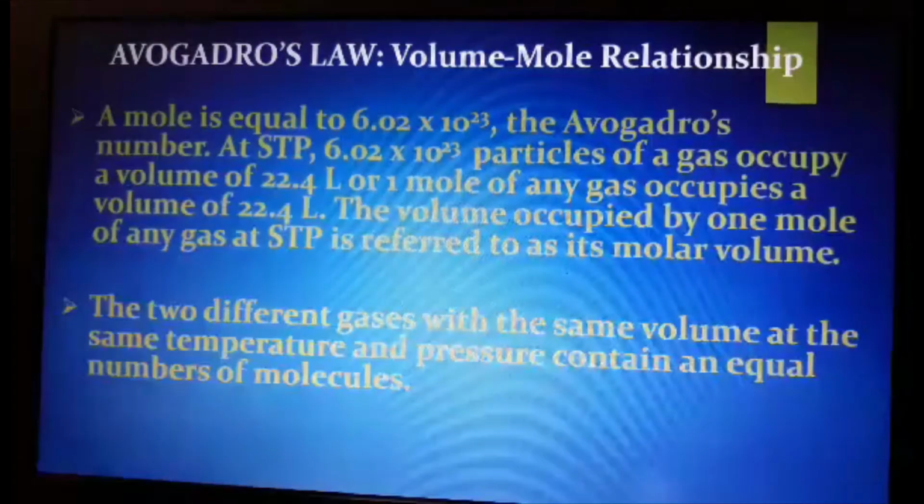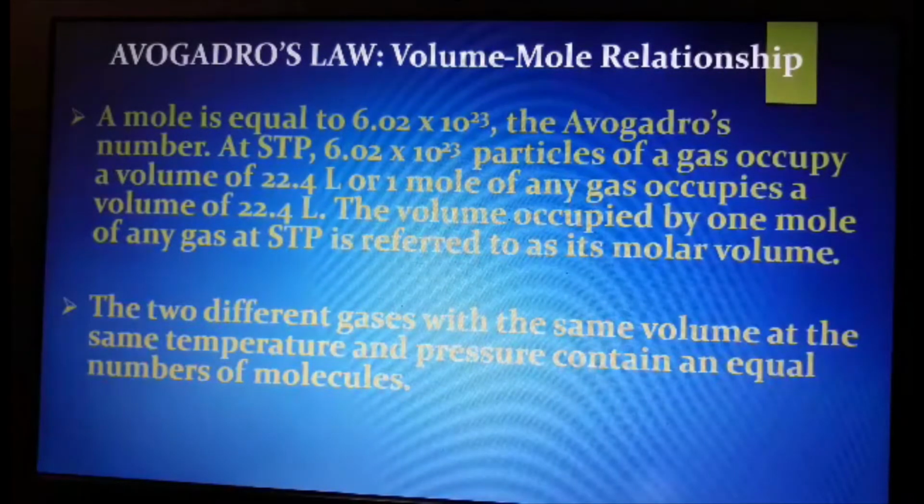This time, I'll be discussing with you Avogadro's law. When we say Avogadro's law, it is known as the volume-mole relationship. So this time, we will be dealing with the number of moles. So, we have the volume-mole relationship known as Avogadro's law.